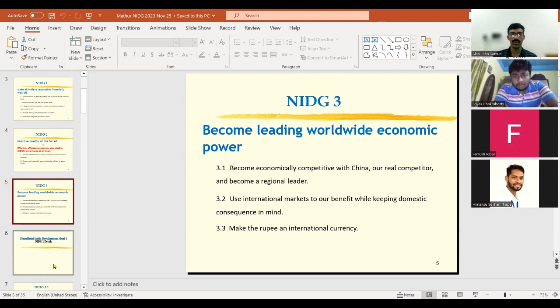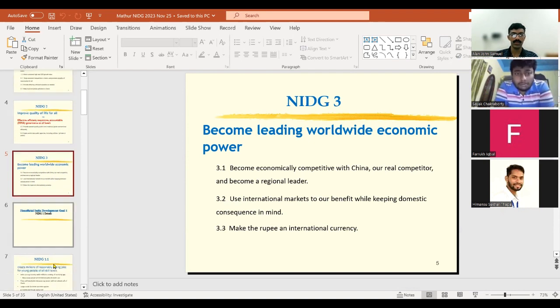And finally, 3.3, make the rupee an international currency. That's like a statement that we have arrived. It's not really an economic goal as such. It's more a social and political goal that we are strong enough, our economy is good enough, our macroeconomics are good enough that it can become an international currency.